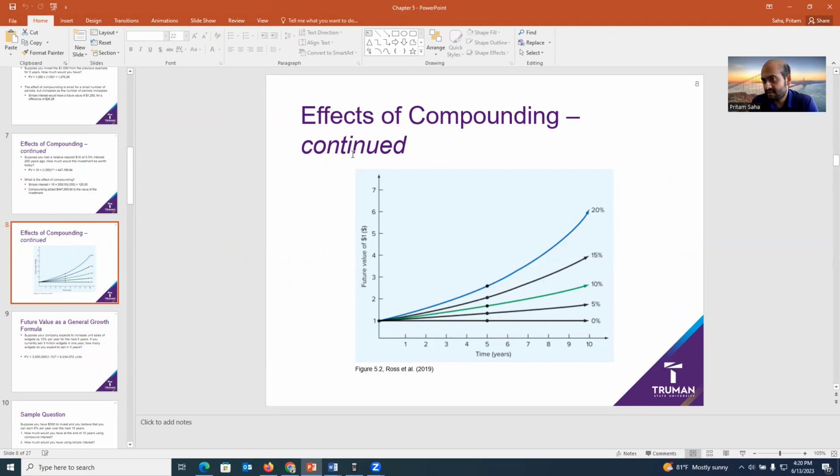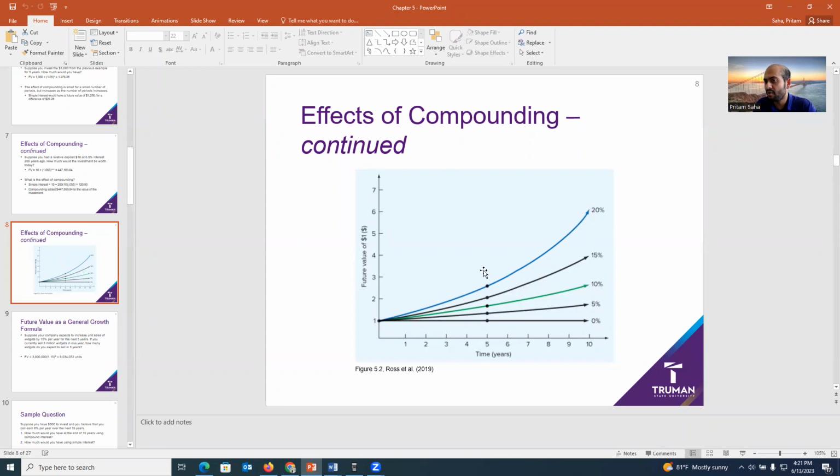So the interpretation: if the timing is more, like the investment period is longer, and the interest rate is more, the effect of compounding is way higher. Because for a 10-year period at 0% interest, the effect of compounding is nothing. For a 10-year period at 20% interest, the effect of compounding is more than 6 times. If you invest $1 today for 10 years at a 20% rate, it's going to be more than $6. So if you invest $1 million, more than 6 million. That's what I'm trying to say from this graph.